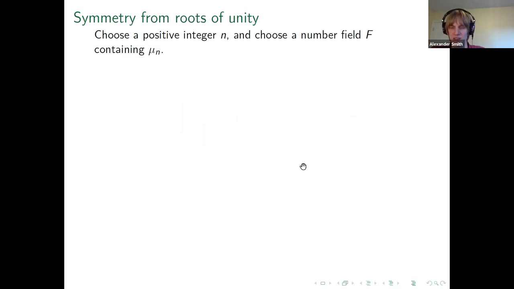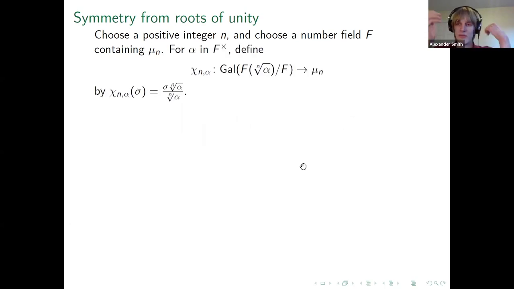Okay, so starting point, I'm going to put down a result that was recently shown by Lipnowski, Salmon, and Zimmerman. I did that order wrong. And what they found is that if you have a number field containing some roots of unity, then you have a symmetry on the class group that impacts the Cohen-Lenstra heuristics of how the class groups in such a family behave.